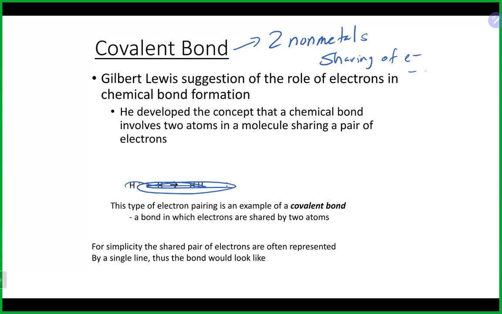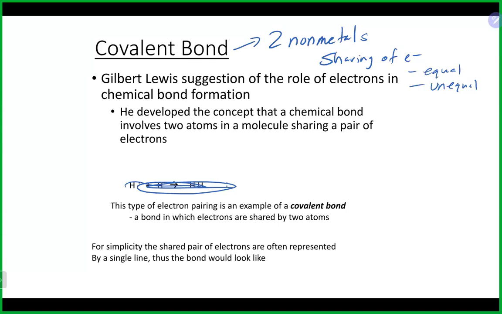Now, as we will talk about, the sharing could be equal sharing or unequal sharing, but there is some aspect of sharing that happens in a covalent bond. The reason we get sharing is because we have two nonmetals together. If you look on the periodic table, all the nonmetals are in the same location, which means both nonmetals have pretty similar periodic trends. They both want to keep their electrons. Neither one wants to give them up. They both want more electrons and to take other people's electrons.